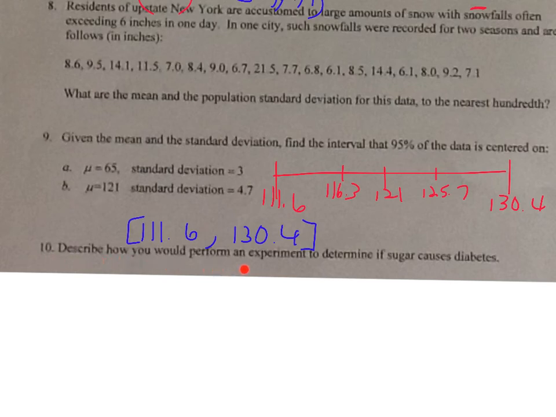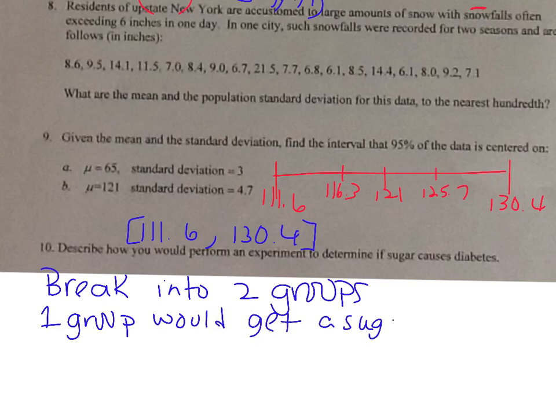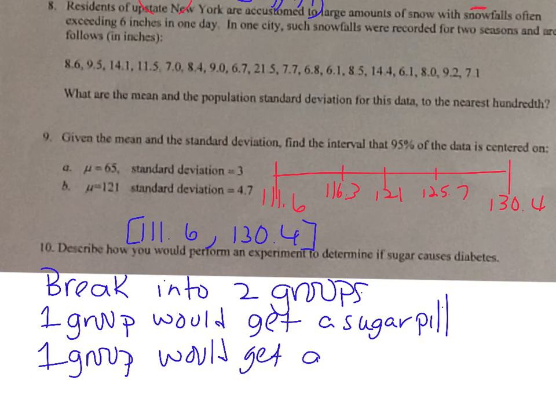Okay, and the last one, number 10, says, describe how you would perform an experiment to determine if sugar causes diabetes. All right, so you would have to break your sample into two groups. One group would get a sugar pill. And the other group would get a placebo. And then what you would do after a certain amount of time, you would compare the results.